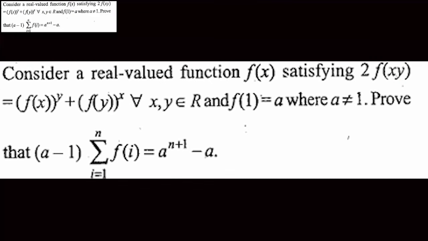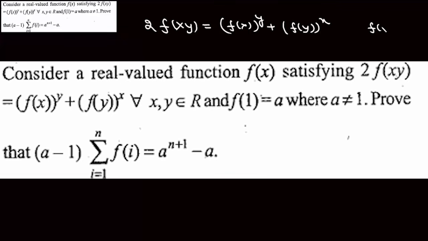Now here the question is, consider a real valued function f(x) satisfying 2f(xy) is equal to f(x)^y plus f(y)^x for all x, y belongs to R. And it says f(1) is equal to a, where a is unequal to 1. Then we need to prove that (a − 1) into the summation, i varies from 1 to n, f(i) will be equal to a^(n+1) − a.